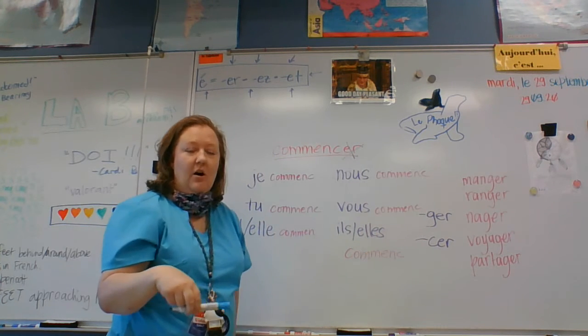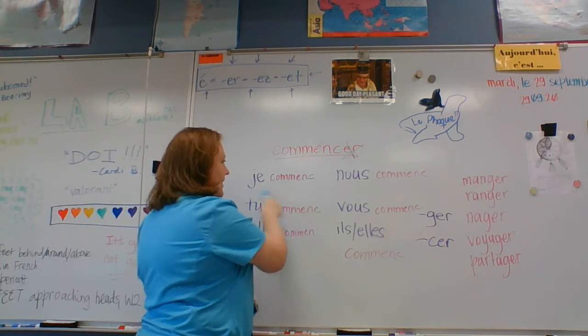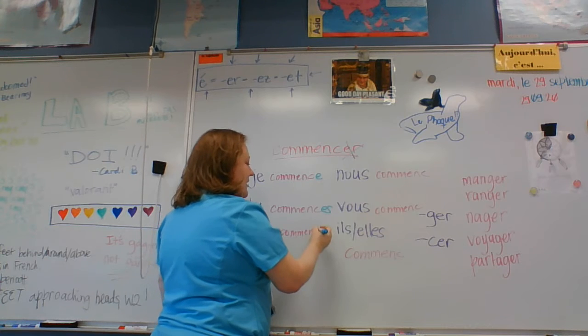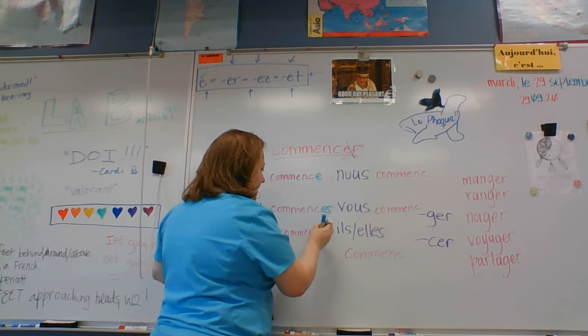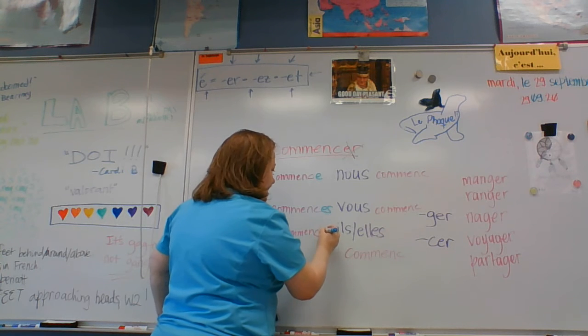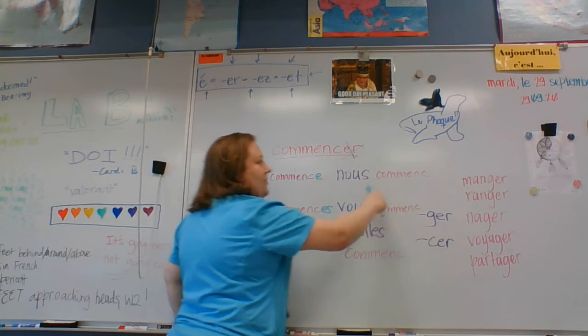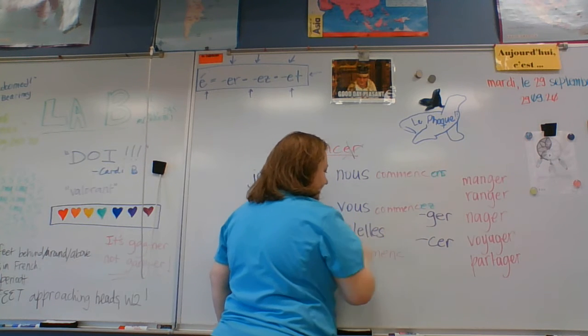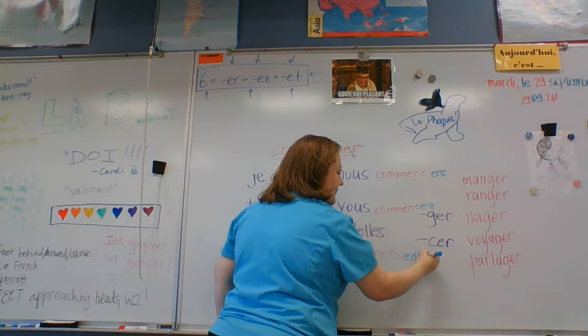And then we're going to add our endings, which is step 3. So je, e, tu, es, il and elle, e. Oh my gosh, I left off part of the stem. See, that's how tired I was from writing it. It's nous, ons, vous, ez, and ils, elles, ent.